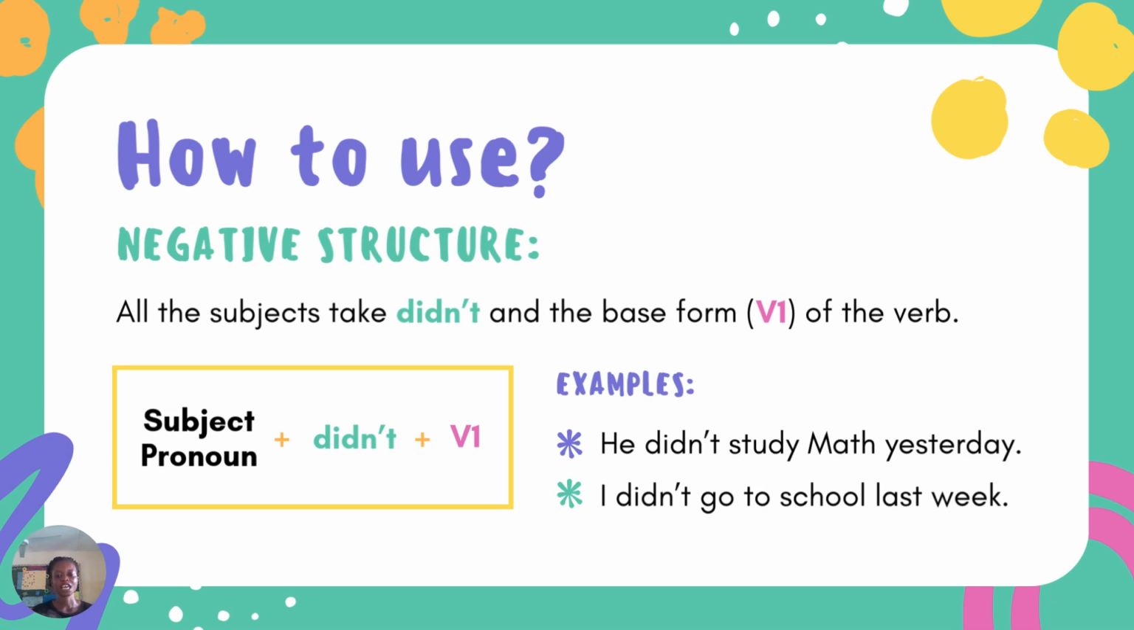Now, examples: he didn't study maths yesterday. Your verbs will have to remain in their base form. You make use of didn't to show that it's a past tense in a negative structure. He didn't study maths yesterday. I didn't go to school last week.